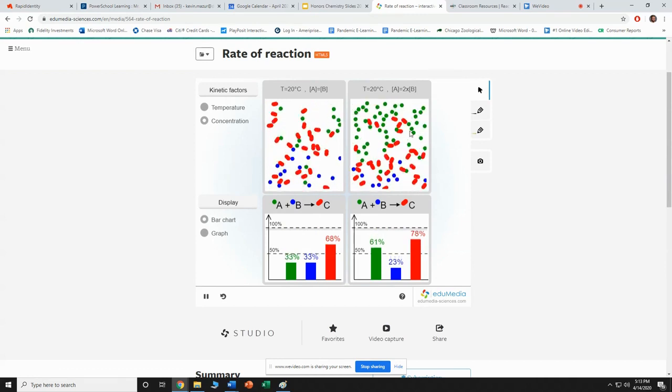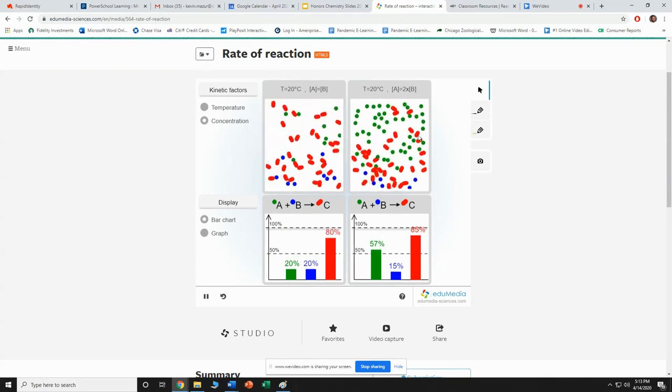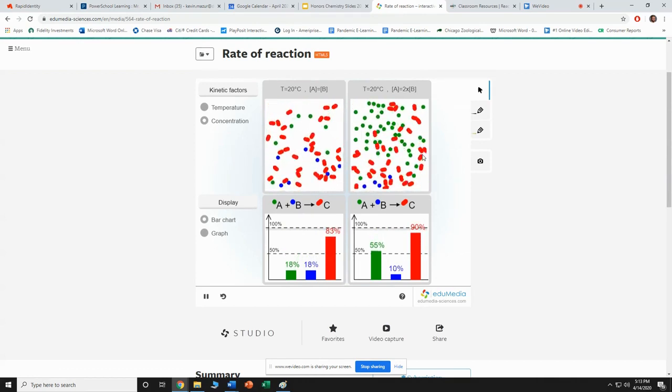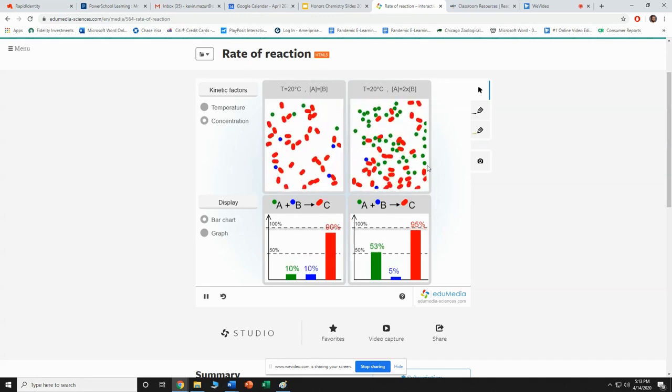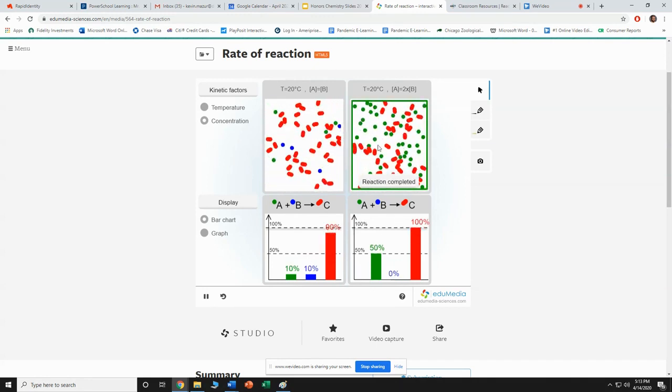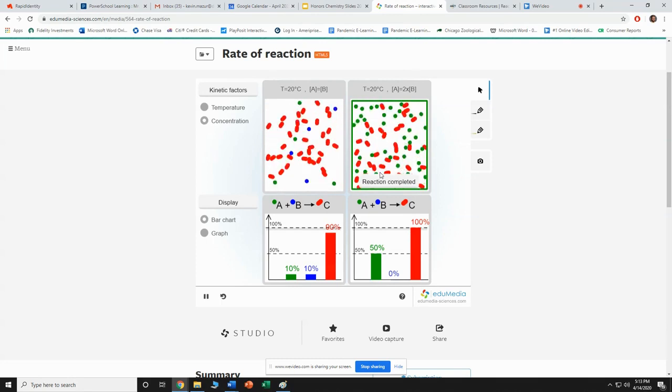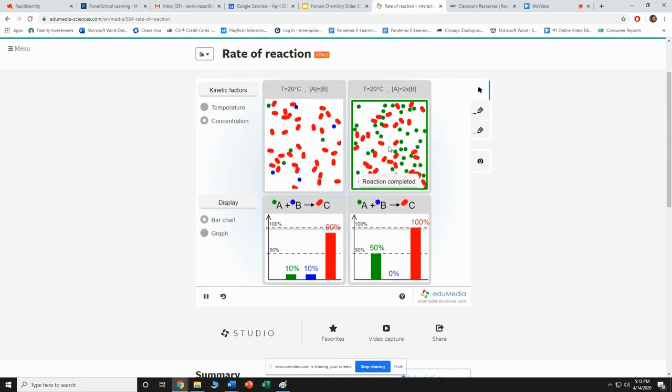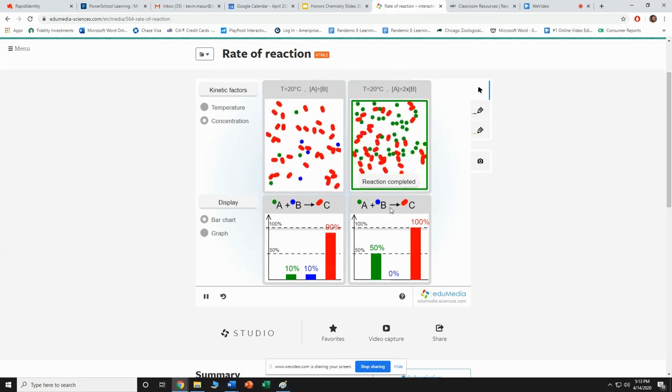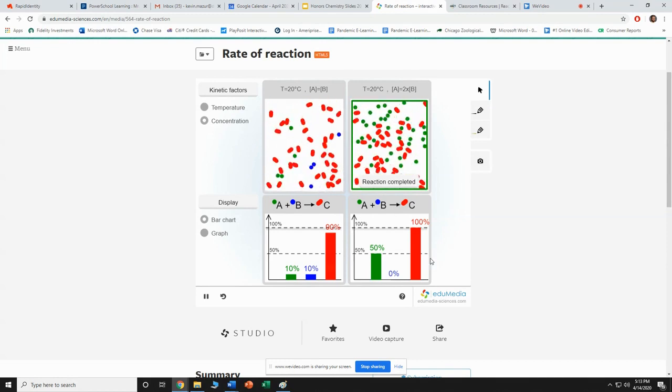So you see that it is going a little bit quicker on this side. Not by much, but it is going quicker. And you're winding up with a lot of A left over because you had twice as much A as you did B. So there's a lot of green particles left here.